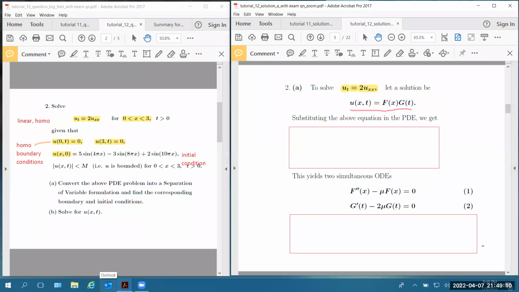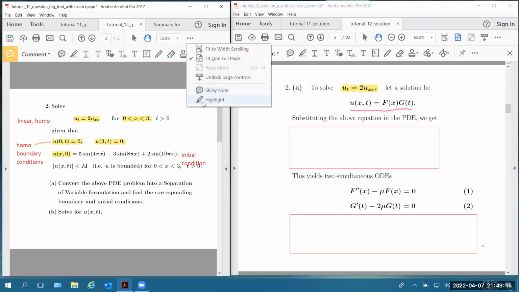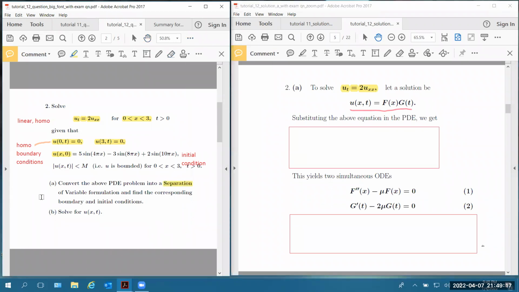So we want to do the separation of variables method. Separation of variables, what does that mean? The first thing is you let a solution be u(x,t) equal to a function of x times a function of t. That means you are able to separate the variables x and t. So that's the first thing. You let means assume. Assume that the solution is like that.